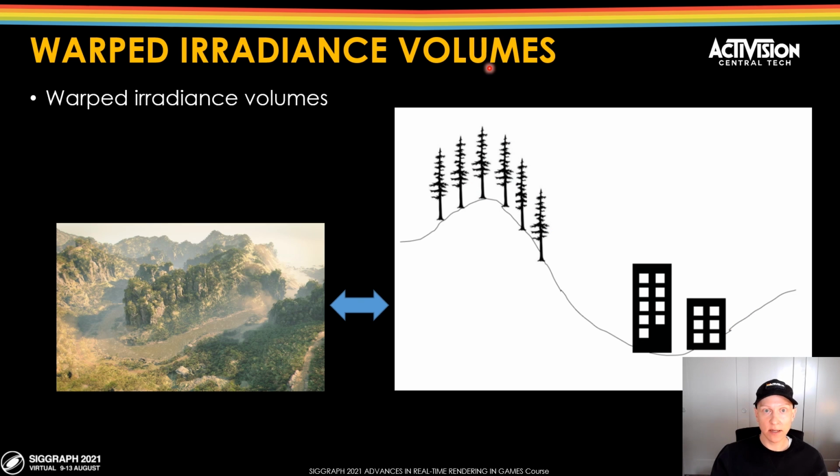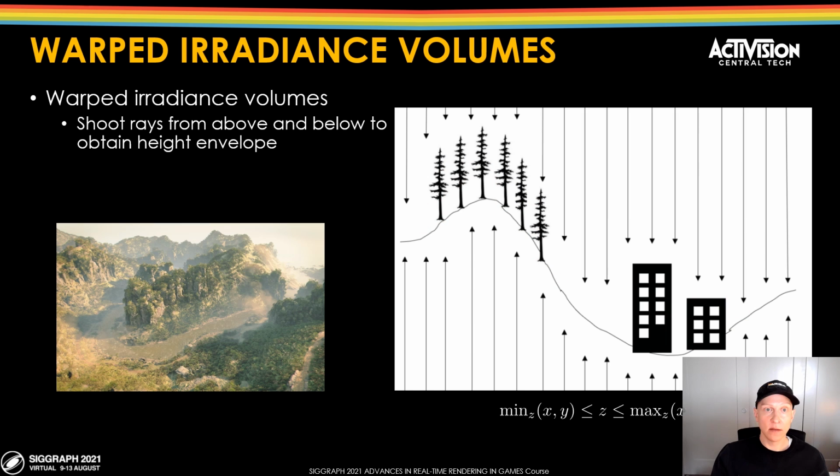We decided to take a slightly different route to handle adaptivity, and our approach is based on warping the irradiance volume domain to encompass the sparse detail areas around interesting bits of the scene, like the forest and the trees here. So to reason about these sparse detail areas, we shoot feeler rays from above and below the scene to obtain depth bounds for the map.